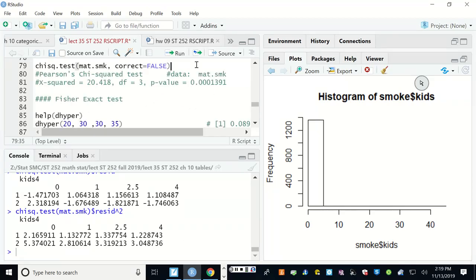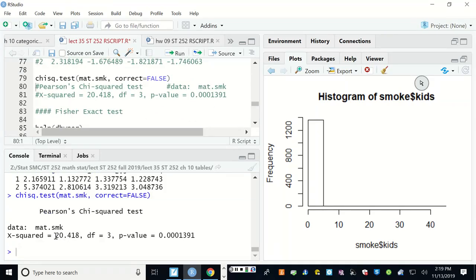So we do the test. You get a chi-square value of 20.4, with 3 degrees of freedom because it was 2 by 4, so you do 1 less on each, 1 times 3. And the p-value is very small. So this suggests there's a strong association between wanting to quit and the number of children present in the household, self-reported by the individuals. So we reject independence and think that there's an association for this one.